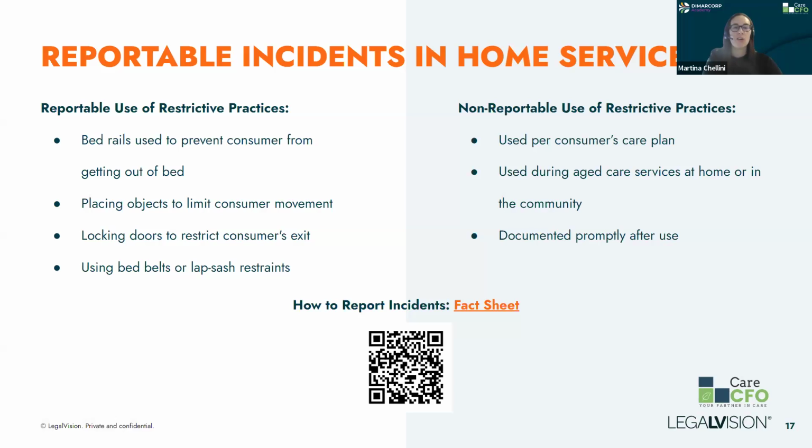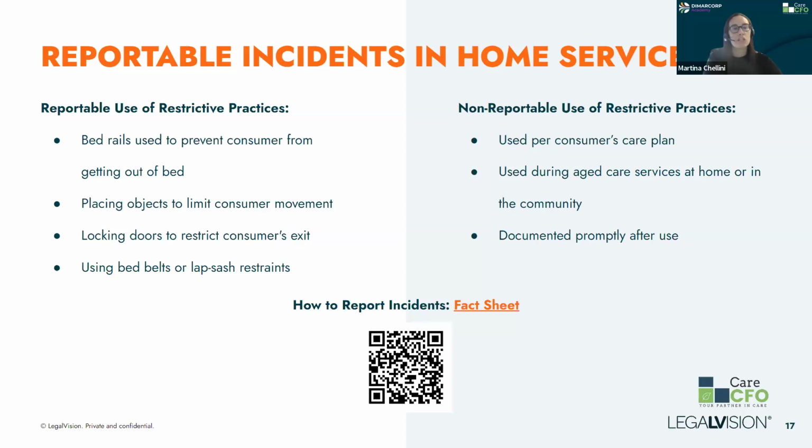Thanks, Astrid. On this particular slide, we've got some good examples that highlight what are reportable inappropriate uses of restrictive practices versus examples of what is not a reportable inappropriate use of a restrictive practice. You can also see there's a particular QR code here. This QR code is relevant if you are in residential and/or flexible care, and this will take you to a fact sheet on appropriate use of restrictive practices.